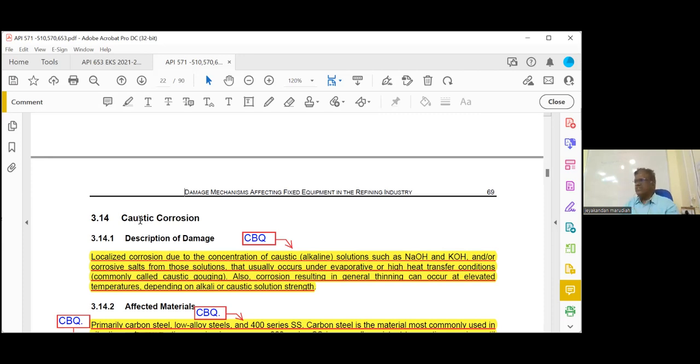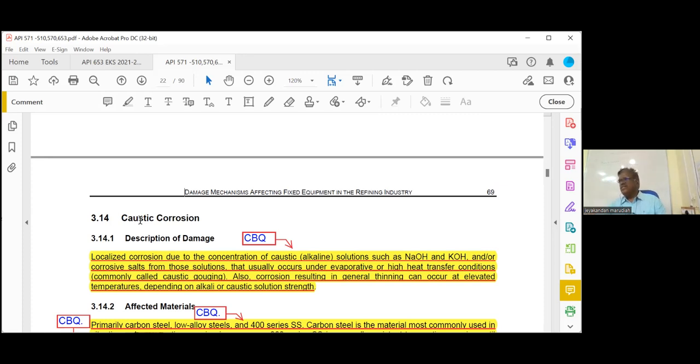This is about the caustic corrosion. So for caustic corrosion, we need a free caustic and a temperature more than 170 degrees Fahrenheit. So how will the appearance be? Grooving. Which material will it affect? It will affect carbon steel, low alloy steel, and stainless steel if passivity is damaged.